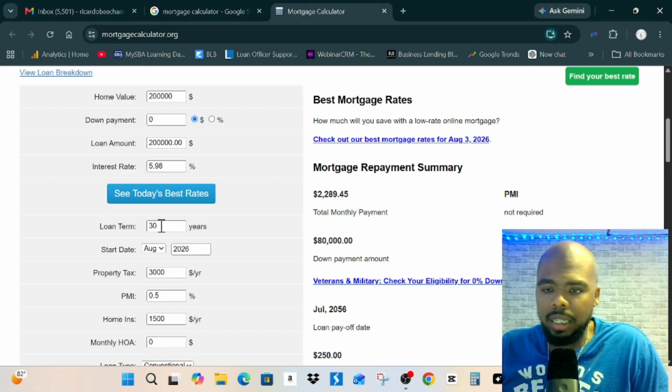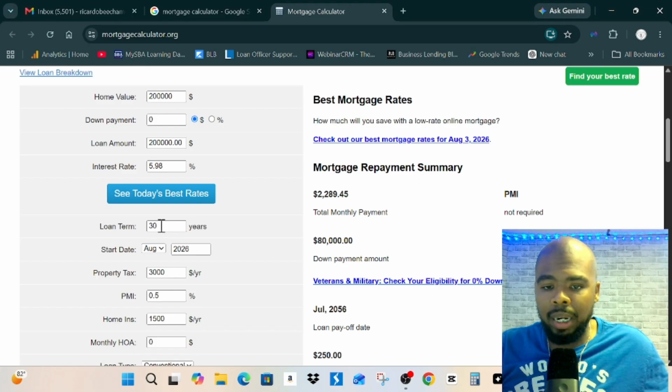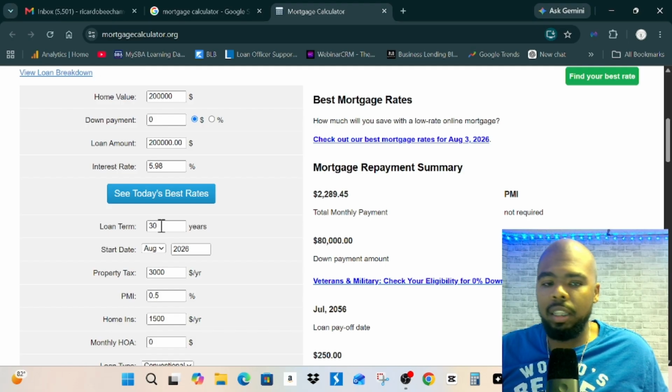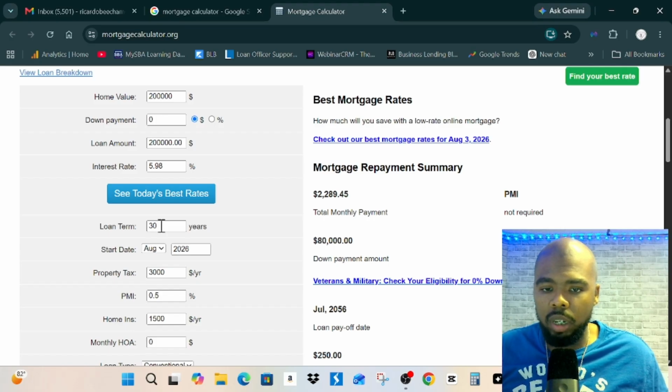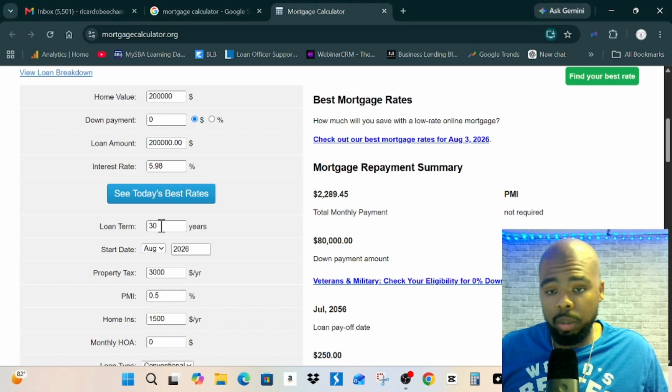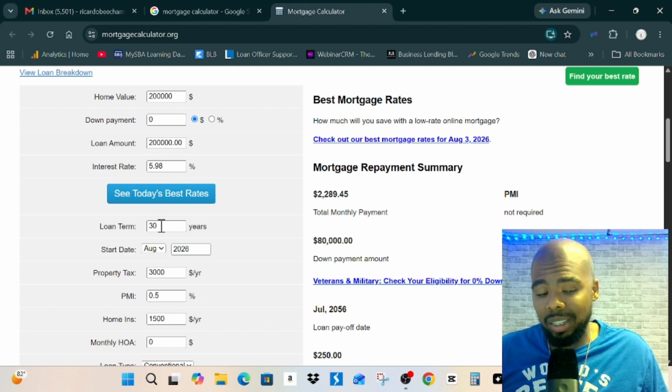Because honestly, guys, a lot of you, and I'm not saying this in a negative way, I'm just saying it from a realistic perspective, in 30 years you still probably won't even have $200,000 in your pocket to purchase a house anyway. So if you can get the property that you actually want, you start to build the equity, you start to build the things that you actually want.